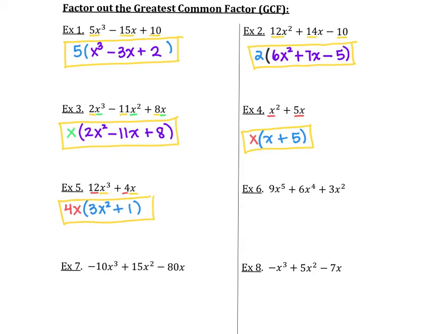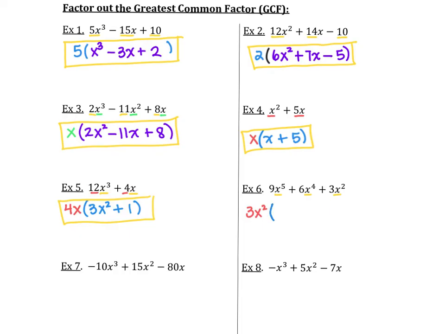Okay, example 6: 9x to the 5th plus 6x to the 4th plus 3x to the 2nd. Again, let me check for numbers first. I have a 9, a 6, and a 3. What divides into 9, 6, and 3? They're all divisible by 3, so let me take out a 3. Now let me check the variables. I have x to the 5th, x to the 4th, and x to the 2nd. I can definitely take out an x, but I can actually take out x to the 2nd because they all at least have x to the 2nd. This has x to the 5th, which is more, this is x to the 4th, which is more, and this has at least x to the 2nd. I want to take out the most possible, or the greatest common factor.